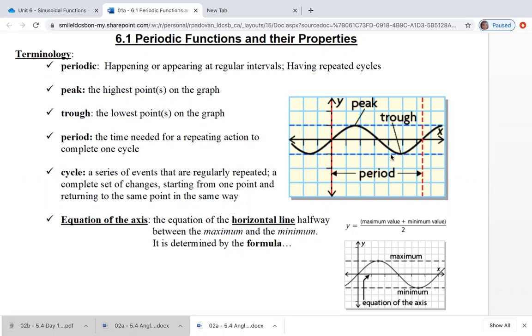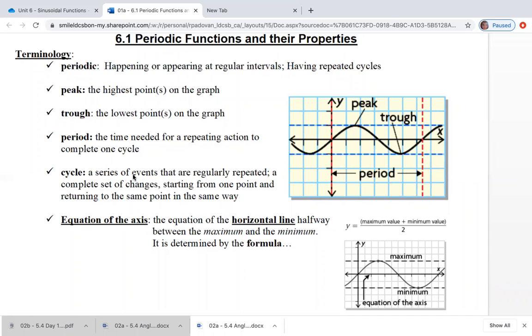A period is the time needed for the action to repeat itself. So it's basically one complete cycle. So if we look here, the period starts here at this red vertical line and ends here at this red dotted line. So from here, it peaks, it troughs, it comes back up here to the x-axis, let's say, and then it would repeat itself. So when the cycle starts and ends would be called the period.